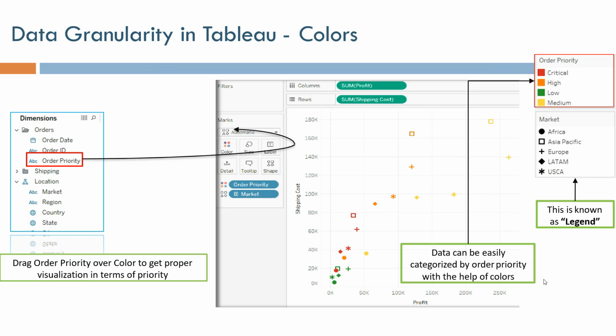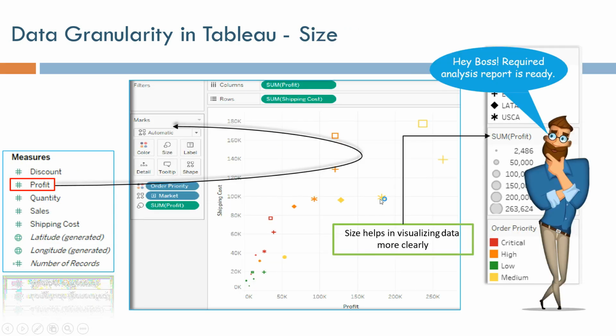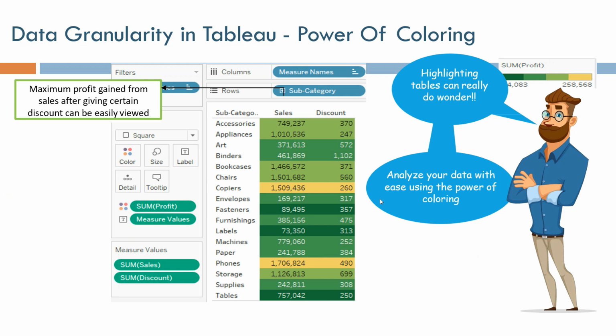Now we are going to do the order priority. We drag and drop order priority onto color, and we keep the same market in the shape. So each priority level will appear in a different color. Then next, we are going to see the size. The higher values of sales or profit appear as larger markers and the lower values appear smaller. We can easily compare through this visualization.